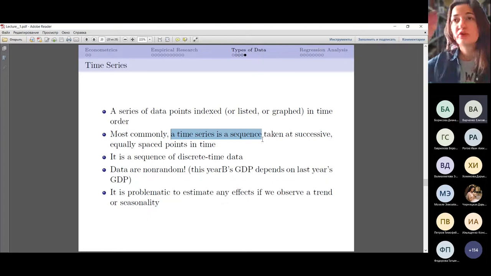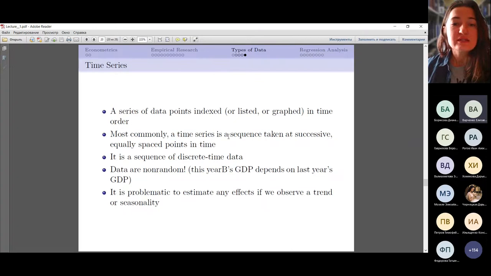For example, if you want to visualize time series data, let's say you have a GDP per capita of some country, and you want to construct a graph. So you will construct a kind of line, maybe some trend on this graph. And you can see that this is time series. This is a sequence taken as successive equally spaced points in time. For example, GDP for each year over, let's say, 20 years.